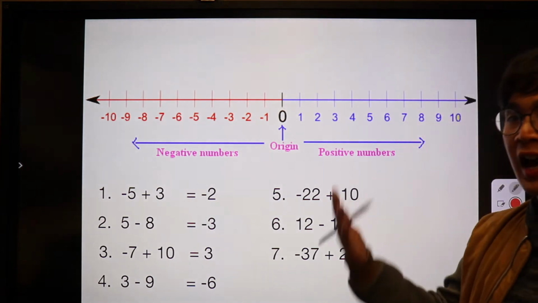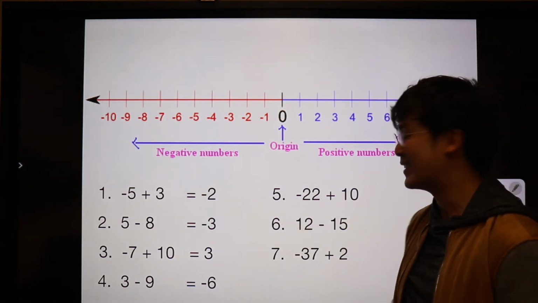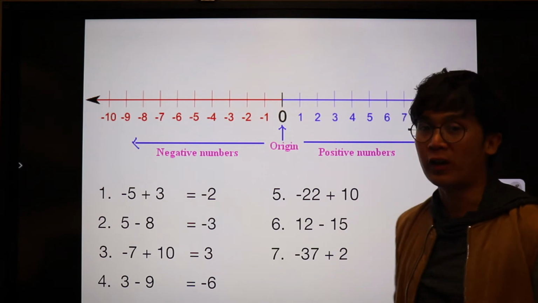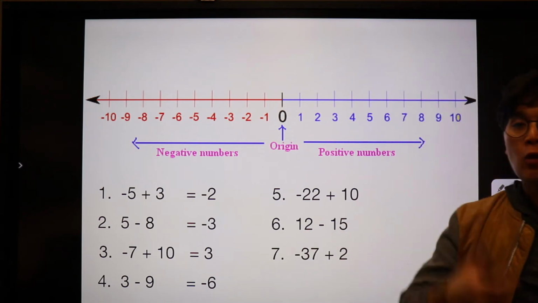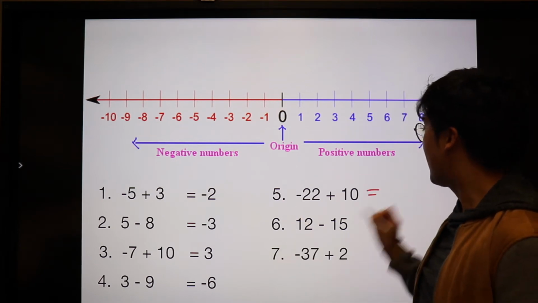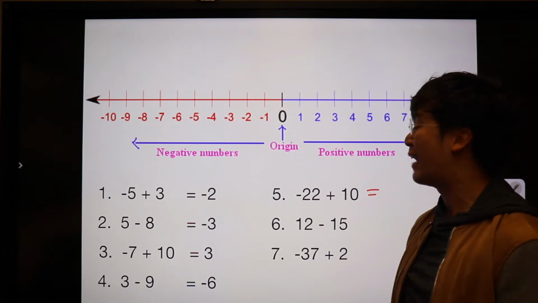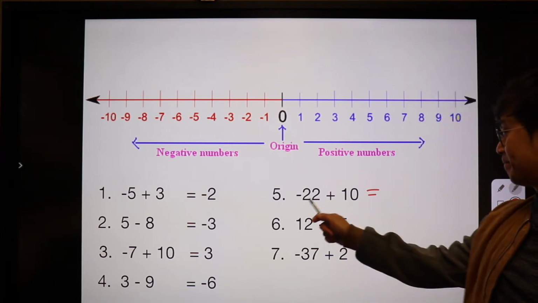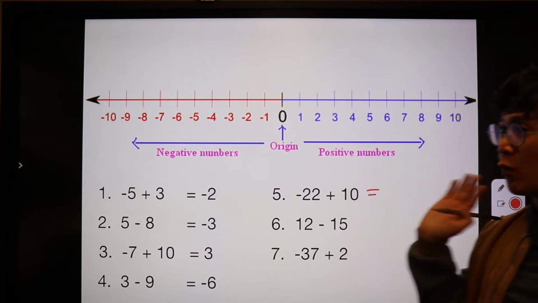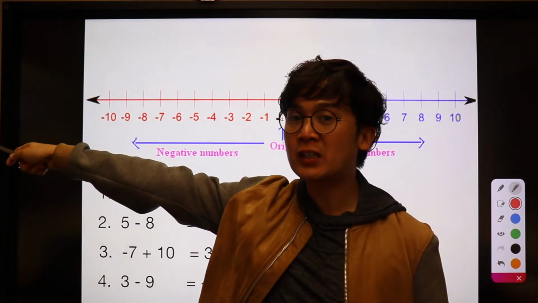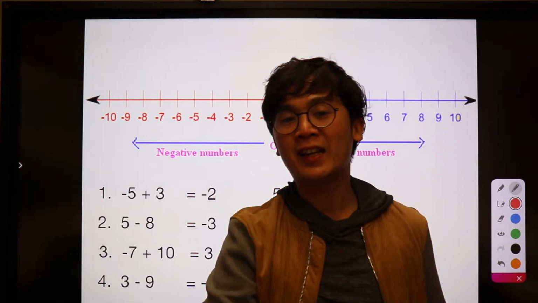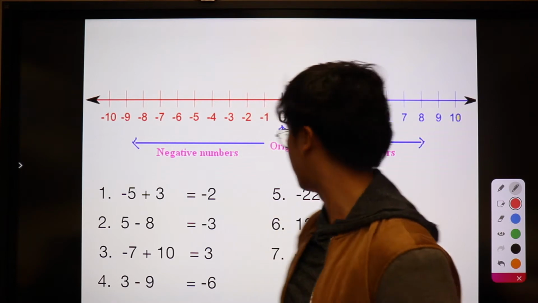So let's visualize our answer for number 5, 6, and 7 without really finding the actual answer that we're looking for. This is a test if you are really understanding the concept of the number line. So for number 5, if we're going to guess what our answer would be if we answer negative 22 plus 10, negative 22 means you're going to go to the negative 22 and move 10 units to the positive direction. What do you think is the sign of your answer for problem number 5?